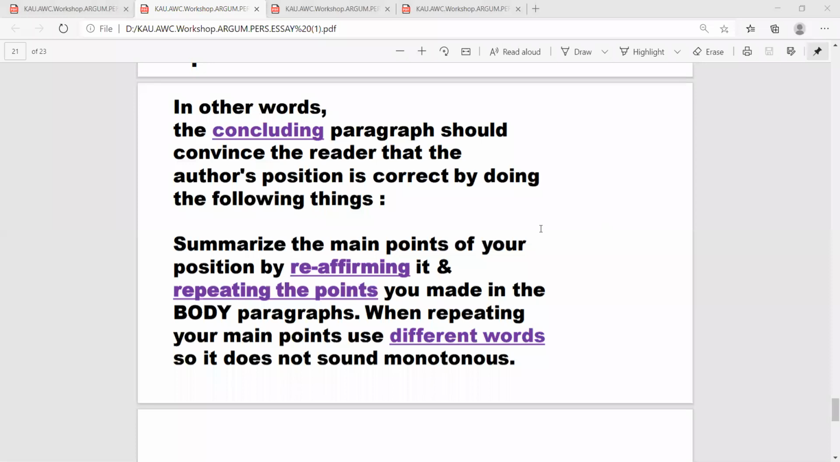So, does anyone have any question about persuasive argumentative essays? If you have any questions, please raise your hand or just write it in the chat box.